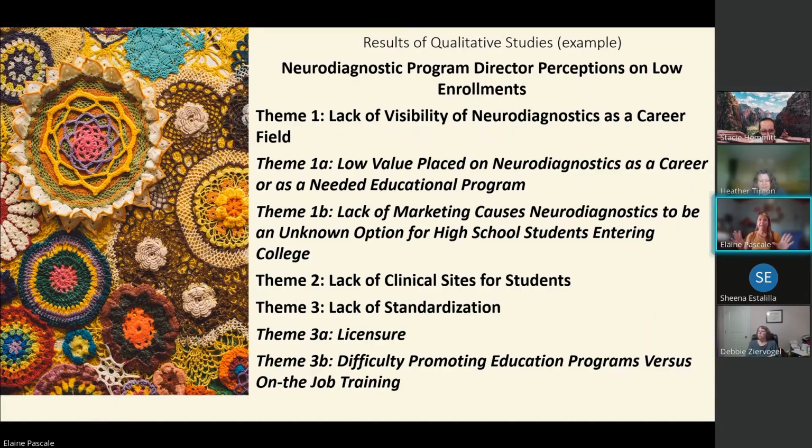And these, again, they developed them, just like the lit review. These aren't out there for consumption. They had to come up with them on their own. So the first theme was that there's a lack of visibility of neurodiagnostics as a career field. And within that, they found some sub-themes. Again, just like you might in a literature review. The first sub-theme was low value placed on neurodiagnostics as a career or as a needed educational program. And theme 1B was lack of marketing causes neurodiagnostics to be an unknown option for high school students entering college.